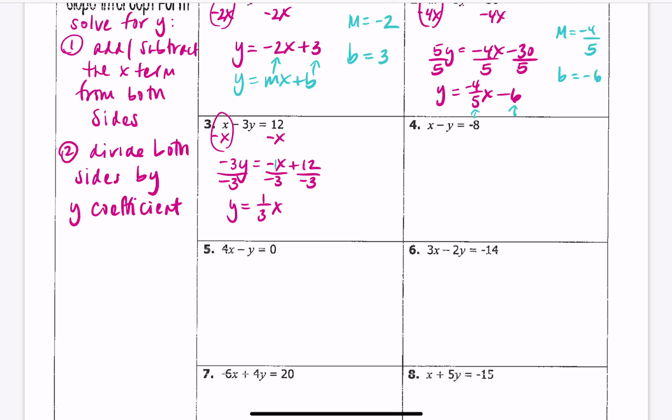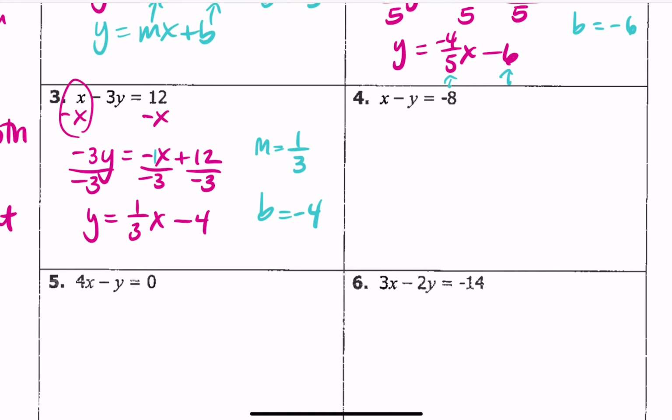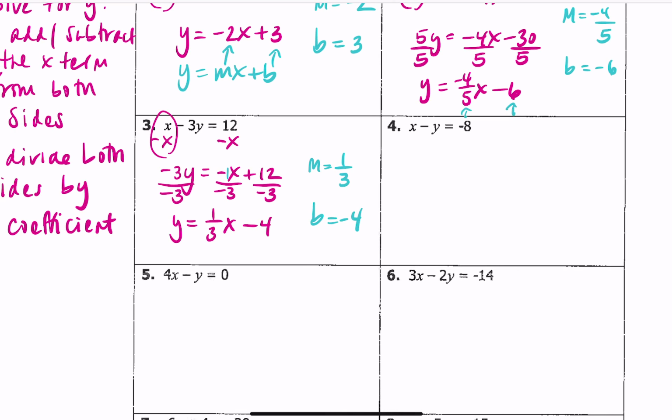And then 12 divided by -3 is going to give me -4. So my m is 1 over 3. My b is -4. So the whole point of standard form is to be able to solve for y and then get it into slope-intercept form, and then you can find the slope and the y-intercept because eventually we're going to be graphing these.